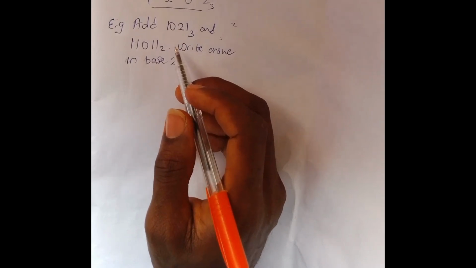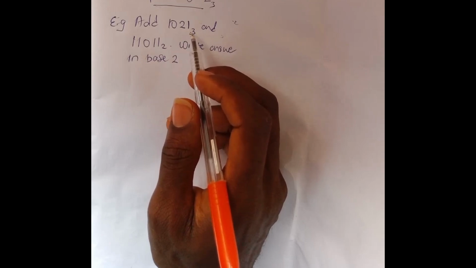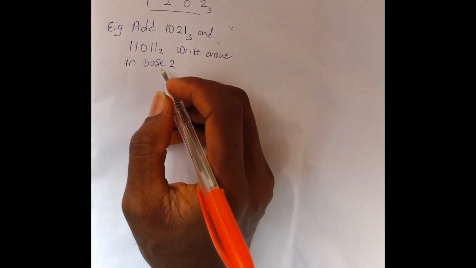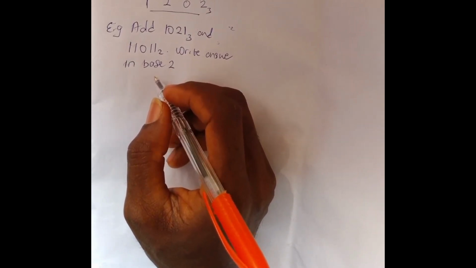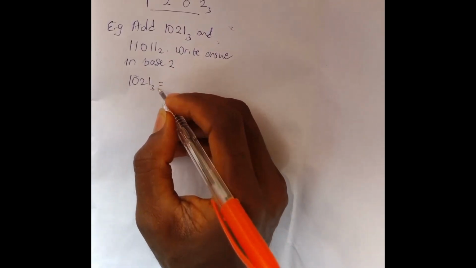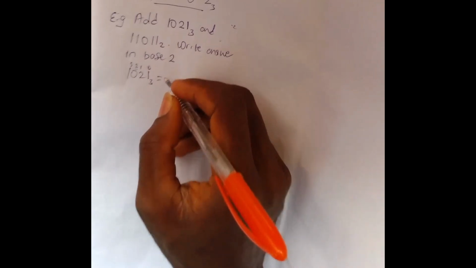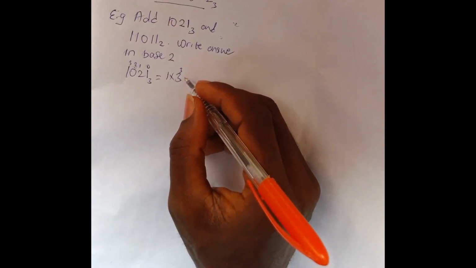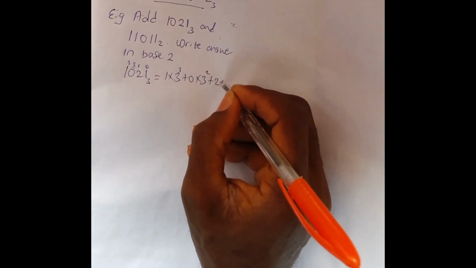And we have to first convert it to base 10 before converting to base 2. So any number given to you in another base, you have to first convert it to base 10 before you convert it to whatever they ask you to convert it to. So 1021 base 3 to base 10. 0 1 2 3. 1 times 3 raised to the power of 3. 0 times 3 raised to the power of 2. 2 times 3 raised to the power of 1.